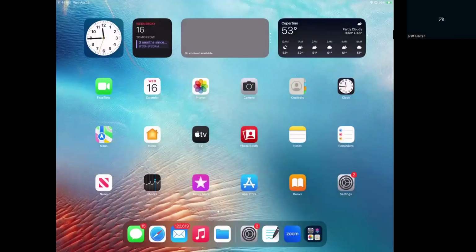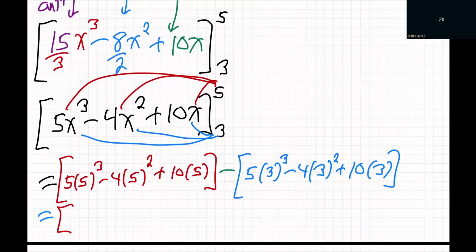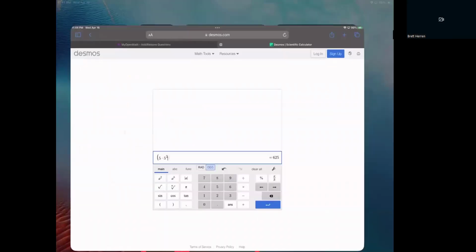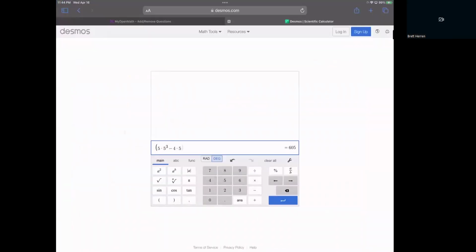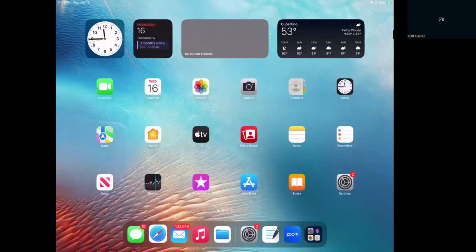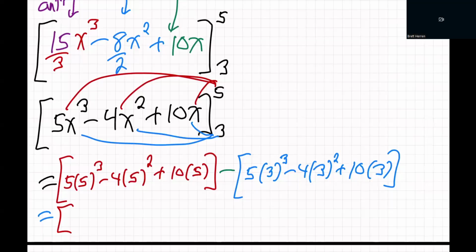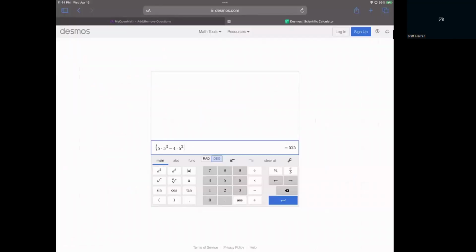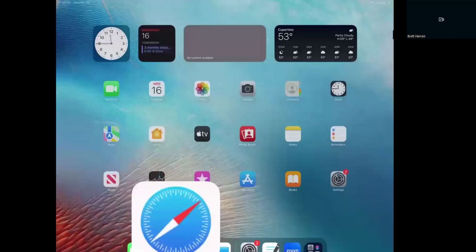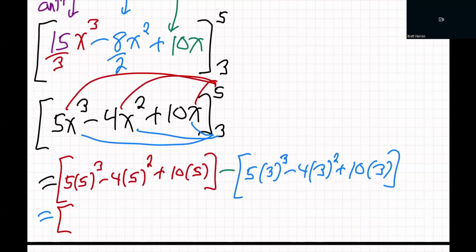5 times 5 cubed. Minus 4 times 5 squared. Plus 10 times 5, plus 50. Close parentheses. Minus. And the other one is 5 times 3 cubed.